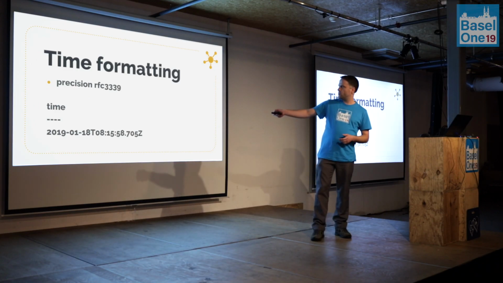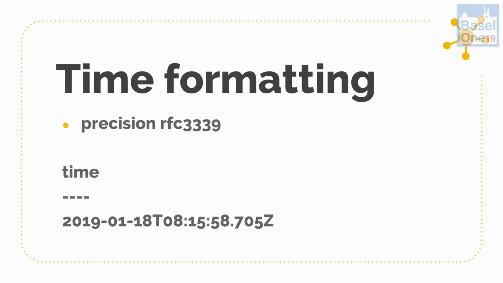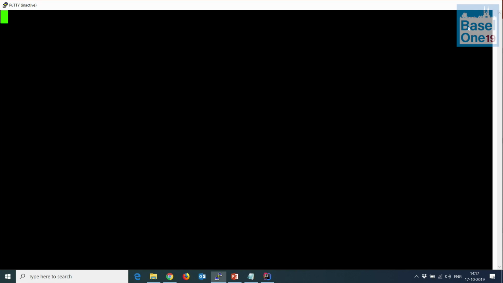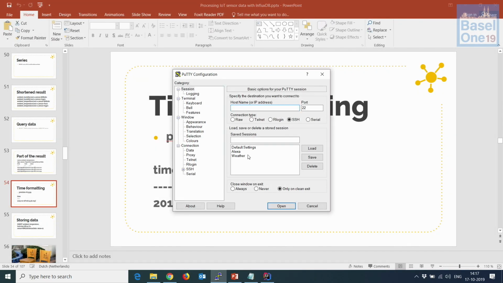But for normal mortal humans, it's probably easier to execute this command, precision RFC 3339. And then if you execute the query again, you get a normal timestamp that's a lot easier to read. So that's something that I try to do immediately.